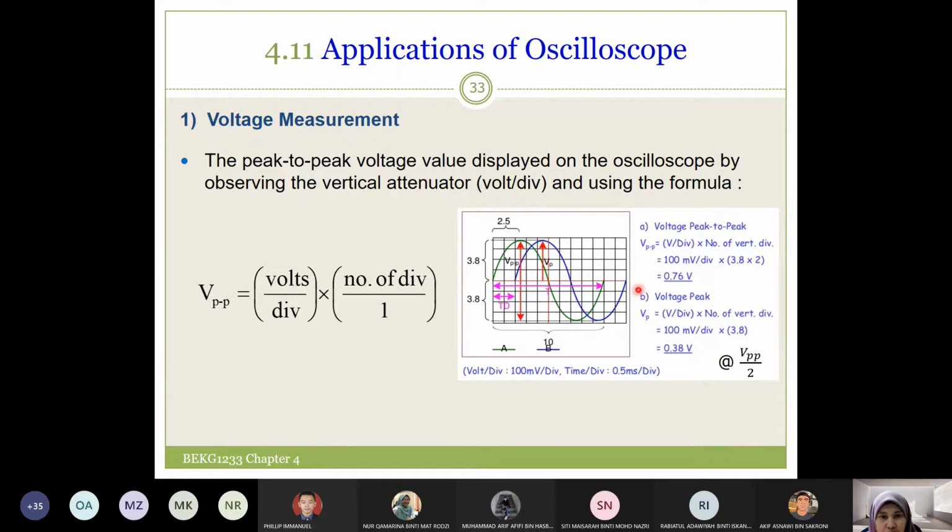Okay, 7.6 divisions. The number of divisions is 7.6, or 3.8 multiplied by 2, and then multiplied by the setting. The setting for the vertical axis of volt per division is 100 milli. So multiplied by 100 milli, we get 0.76 V. So peak voltage is equal to 0.76 divided by 2. V peak to peak divided by 2 is 0.38 volts. Or we can calculate like this, 100 milli multiplied by 3.8.